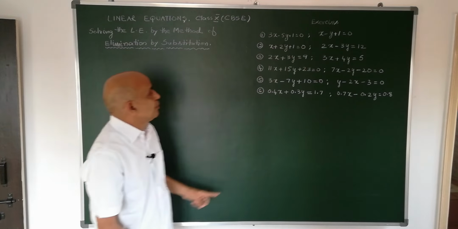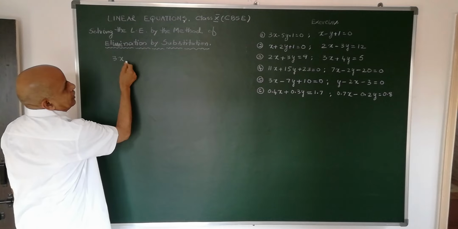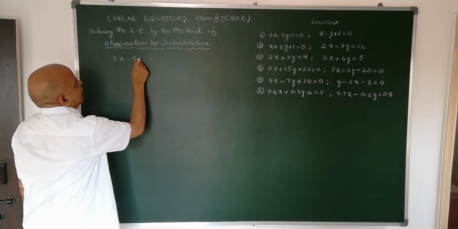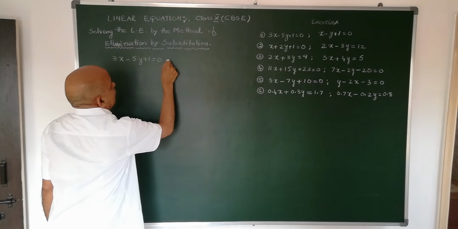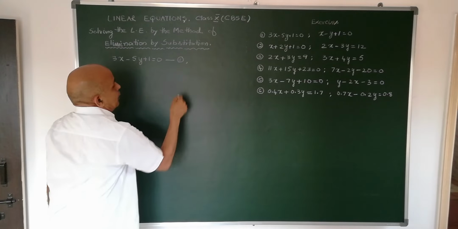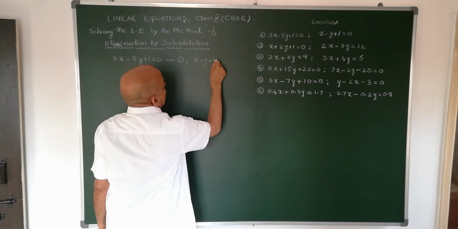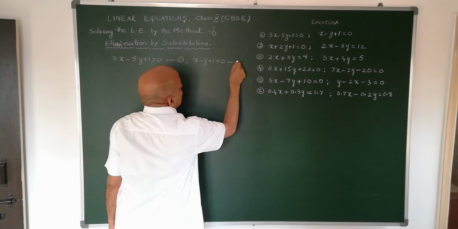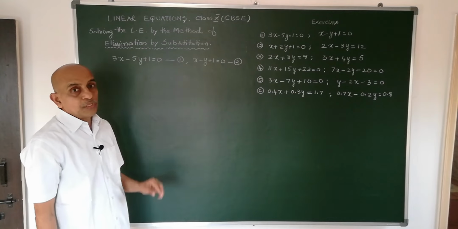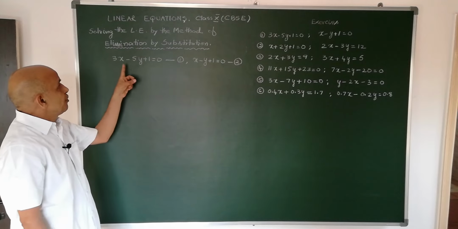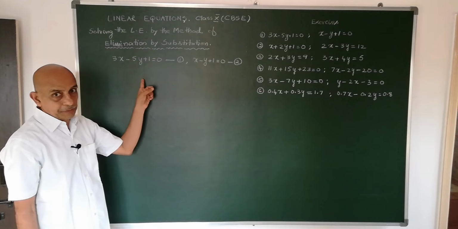So the second equation we will take. Let us name the equations. This equation 3x minus 5y plus 1 is equal to 0, I will name this as equation 1. Then the other equation, x minus y plus 1 is equal to 0, I am naming this as equation 2. So two equations are there. Now my aim is to find the values for x and y which satisfy these two equations.